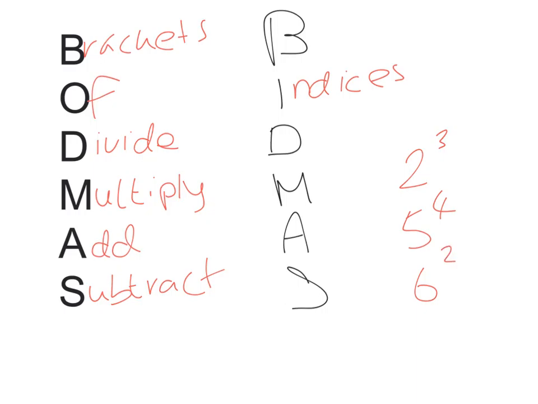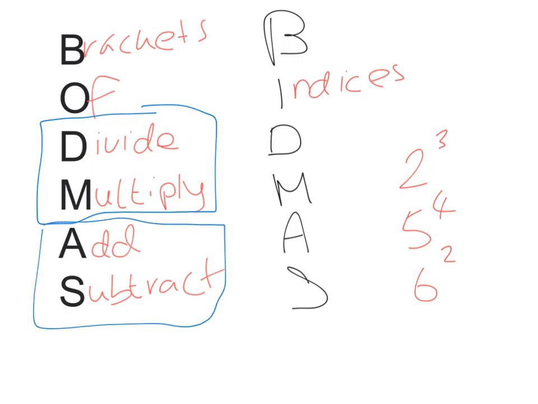So first of all, you do anything inside a bracket. Then you do anything with a power. Then, and this bit's important, you divide and multiply. They are equal. Dividing is not necessarily done before multiplying. At that point, you just go left to right through the sum and do any dividing and multiplying in the order that they appear. Same thing then with adding and subtracting. They are equal to each other. So you go through the sum and do any addition and subtraction in the order that they appear, but not necessarily adding before you subtract.